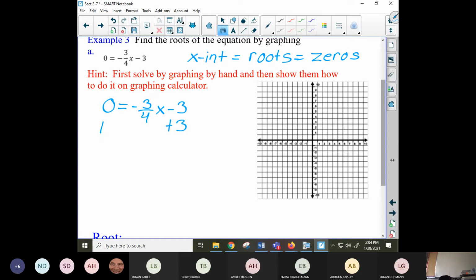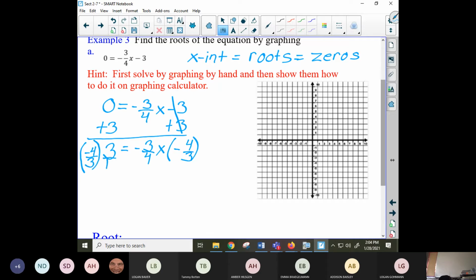So we can add 3 here, and we would get 3 equals negative 3/4 x. And again, what I would do then is multiply by the reciprocal. And the reciprocal of negative 3/4, it keeps the sign. So don't think that they have to be opposite signs. They're the same signs. And here I'd multiply it by negative 4/3.